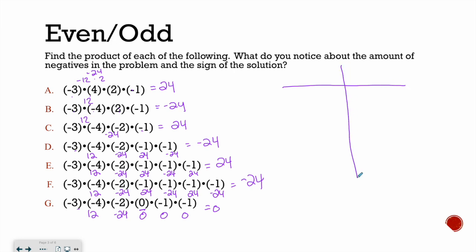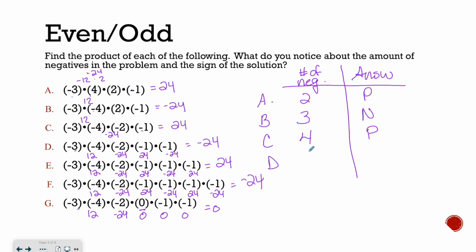So thinking about the number of negatives and our answer. Well, in letter A, we had 2 negatives, and our answer was positive. Letter B, we had 3 negatives. Our answer was negative. Letter C, 4 negatives. The answer was positive. Letter D, 5 negatives. Our answer was negative. Letter E, we had 6 negatives, and our answer was positive. Letter F, we had 7 negatives, and our answer was negative.